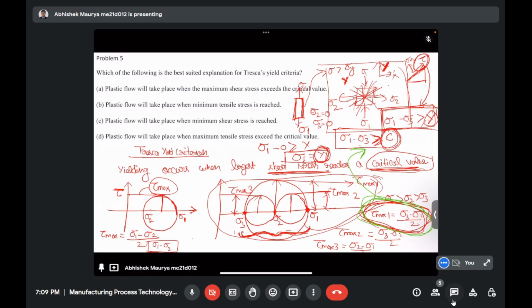So the maximum shear stress inside the material, if it reaches the yield strength of the material, then the material will definitely deform plastically. That is the statement for the Tresca criteria. And which one is the correct answer then? A.